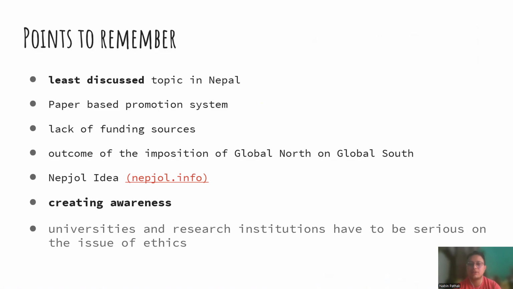And there is a lack of funding resources. We talked about how there is a huge gap between the cost of an open access paper and Nepali currency, right? So if there are very good funding sources, then our papers will be published through our own resources in these high impact journals. The majority of people also think that predatory journals are a kind of imposition of the global north on the global south, which is of course fascinating in some respects.